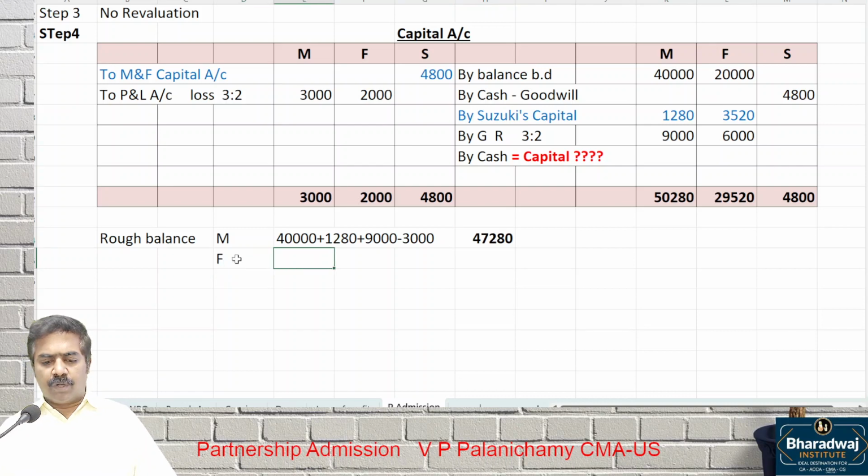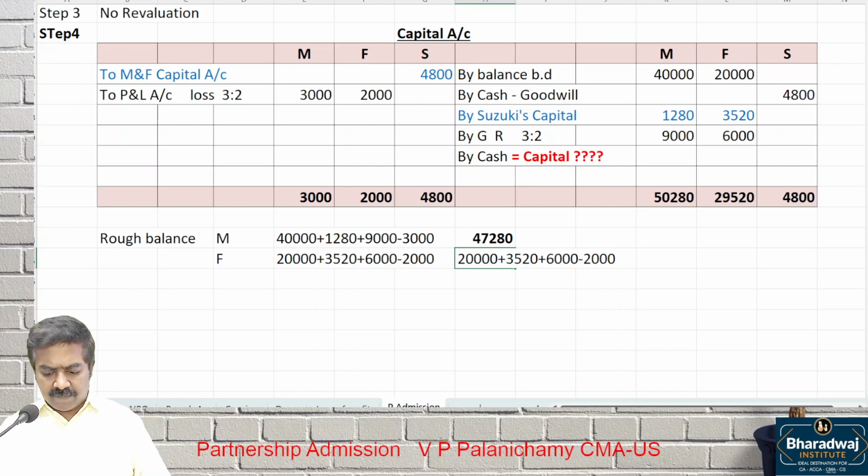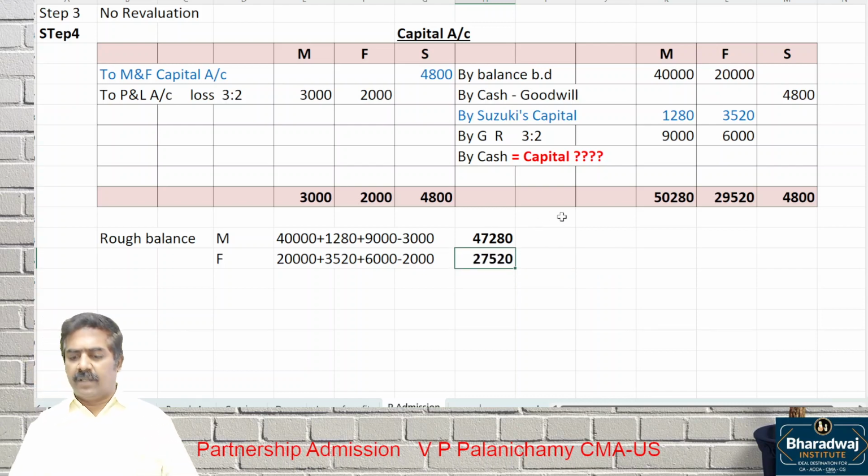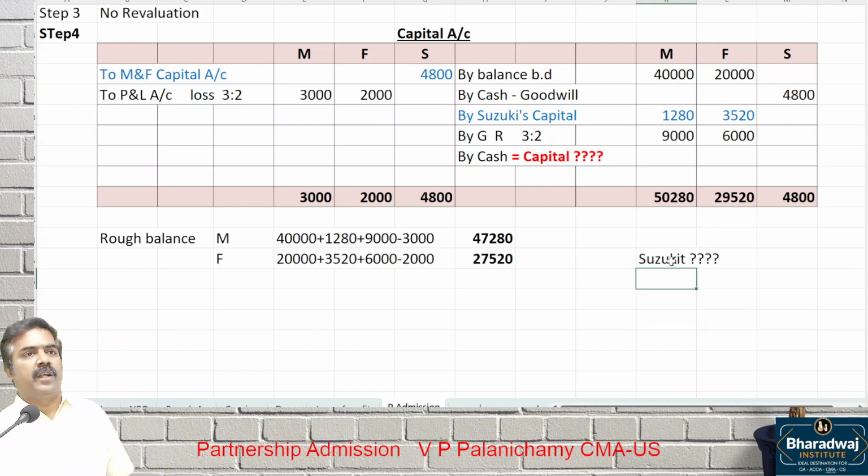Like that for Ford also. Credit minus debit: 2,000 plus 20,000 plus 3,520 plus 6,000 minus 2,000. Adjust it. How much? 27,520. This is Maruti's and Ford's capital. Based on that, we have to find out how much Suzuki has to bring in. How much the new partner has to bring, we have to find out.